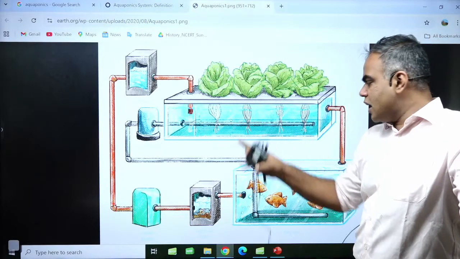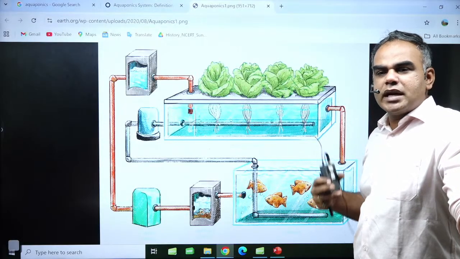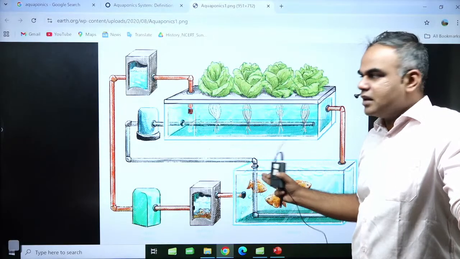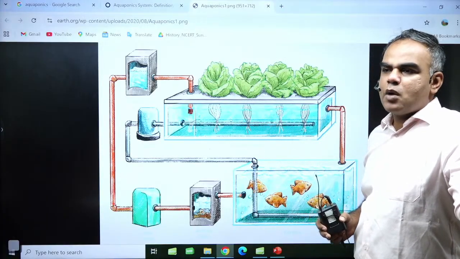If you do not use that, after some point even the fishes will die because the water will get toxic over a period of time. That is why both these things can be used. This is an example of aquaponics.